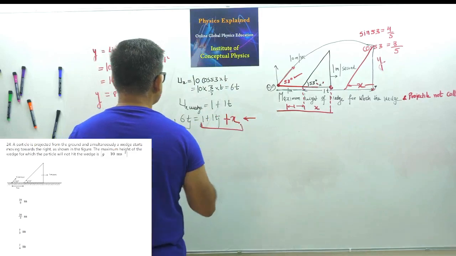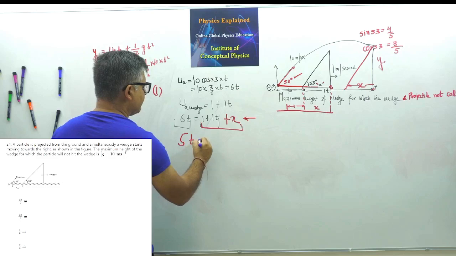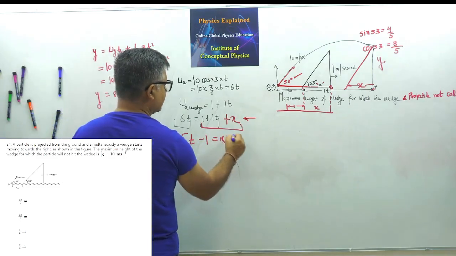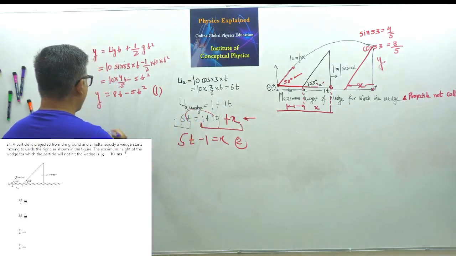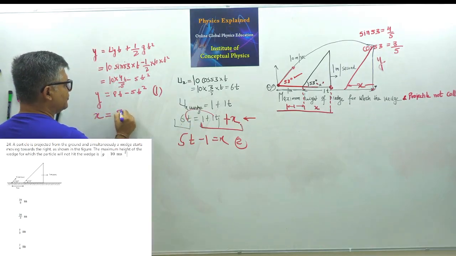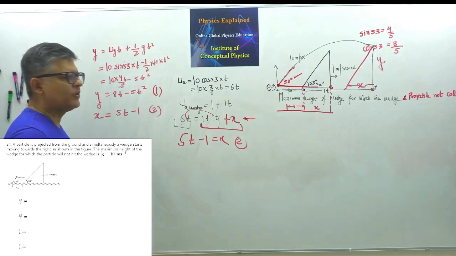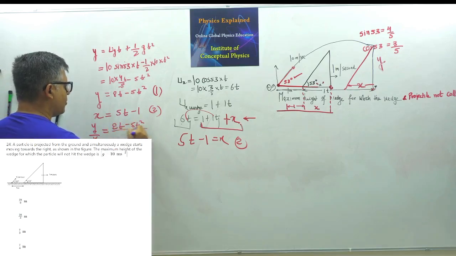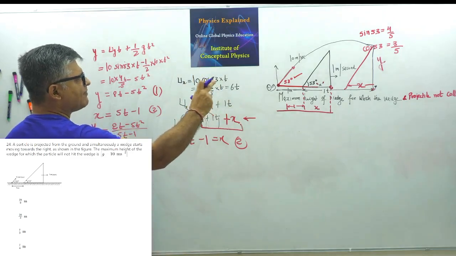So what I do is I rewrite this equation as 5t minus 1 is equal to x. And I know this, right? So this becomes my equation number 2. I took the t on the other side. This became 5t minus 1. So I know x is equal to 5t minus 1 is my equation number 2. What I do now is I divide the two equations and I say y by x is given by 8t minus 5t square upon 5t minus 1, right?